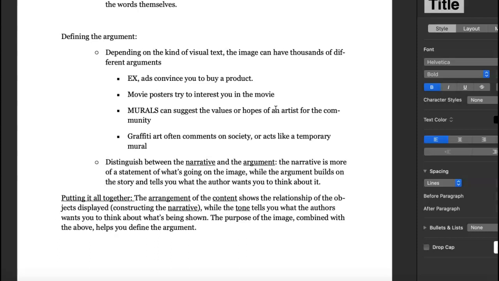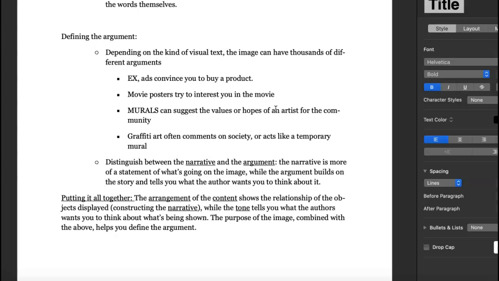So you want to distinguish between the narrative and the argument. Both are really important because in a lot of respects, you're still telling the story of this image. However, now you need to put an argument with it. Your narrative is more of a statement of what's going on in the image, and your argument builds on that story and tells you what the author wants you to think about it.